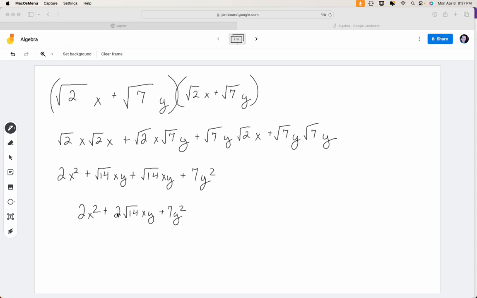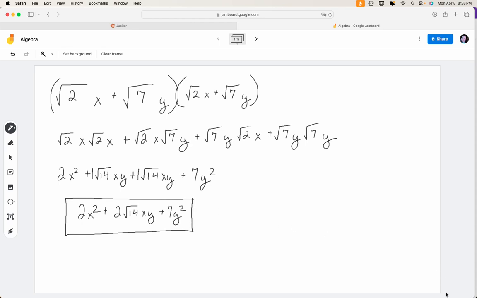When we add those together, there's 2 of them because we have that invisible number 1 right here. So 2 times square root of 14 times x times y. And then at the end, you just got square root of 7 times y times square root of 7 times y, which is 7y squared. You bring that down. So that would be the answer that you are looking for.